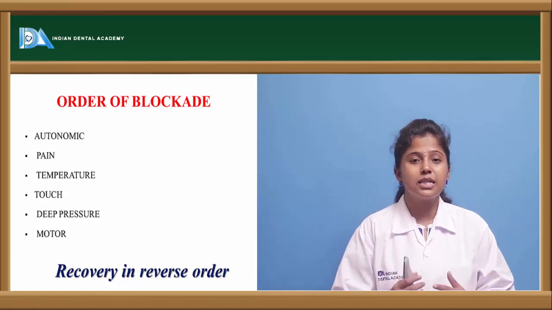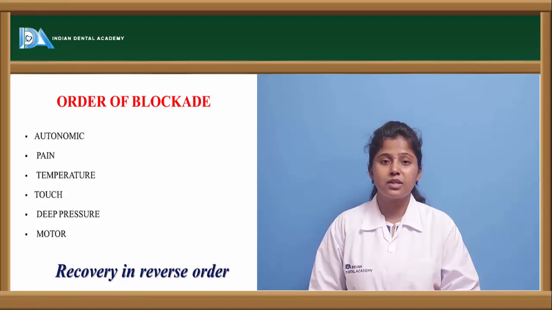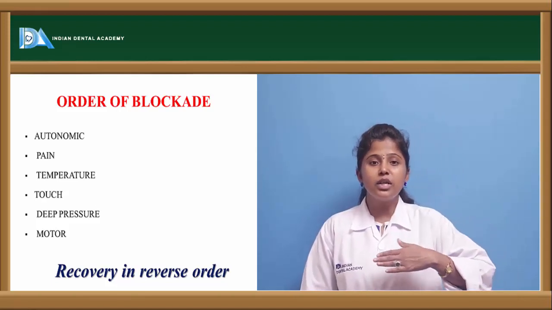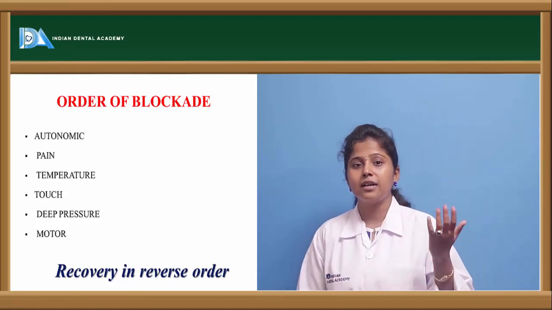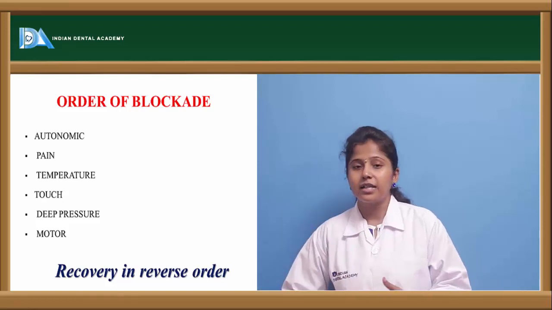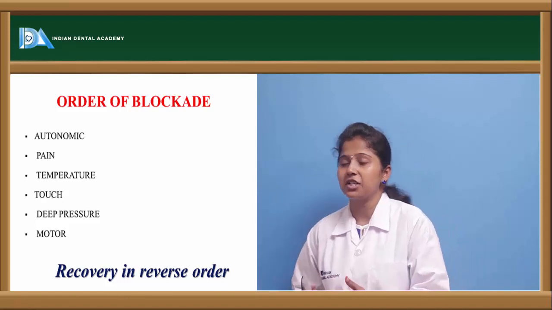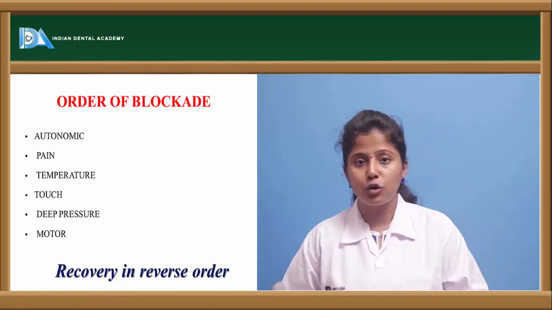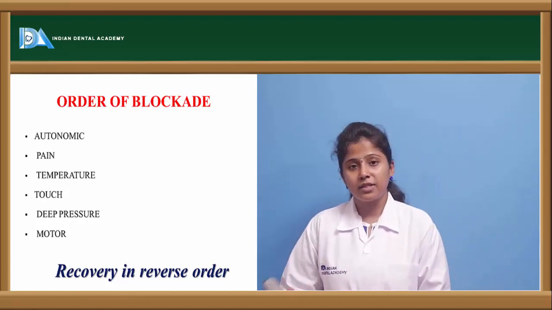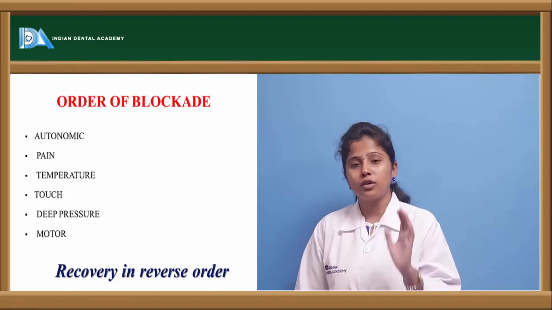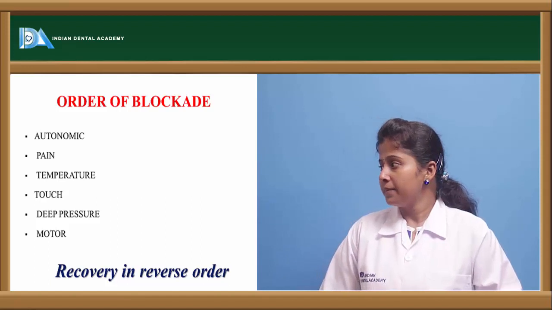But once the local anesthetic is eliminated from the body and the person regains sensation, the recovery is in the reverse order. First the motor nerves are relieved from their numbness, and next the pressure inside decreases, whereby the person can feel touch. The temperature returns to the normal state, and thereby the person can feel pain, whereby the autonomic nervous functioning is proper. So in this way, the order of recovery is the reverse of the order of blockade.